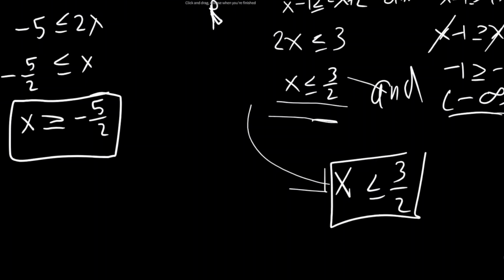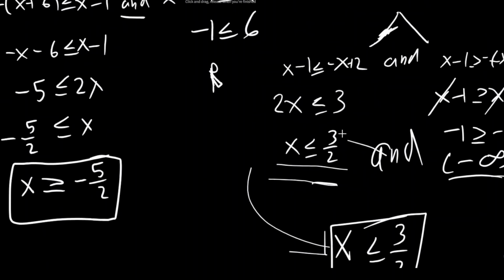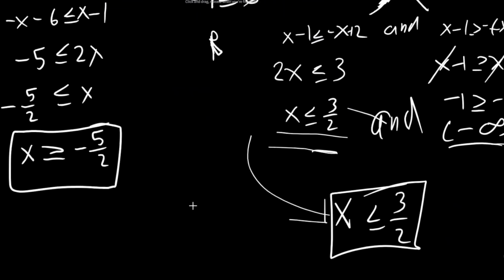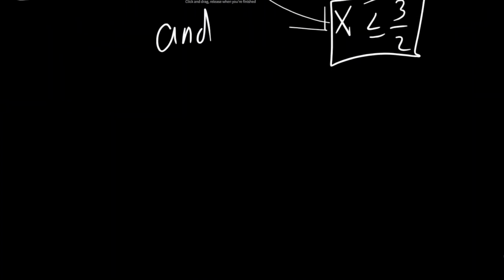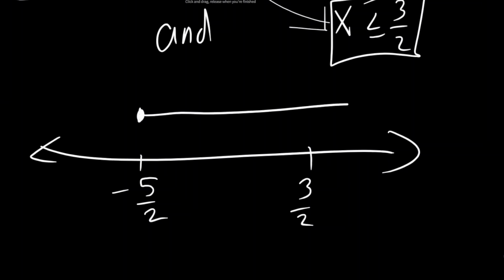So this is going to be the answer for the right-hand side. Okay, so let's recap. We have one answer for the left-hand side and one answer from the right-hand side. Let's scroll up. What we wanted is the intersection. We want where they both are true. So let's graph them. Our two boundary values are minus 5 halves and 3 halves. So you have x greater than or equal to minus 5 halves, which is going to be here to the right. We also have x less than or equal to 3 halves, which is going to be here to the left.